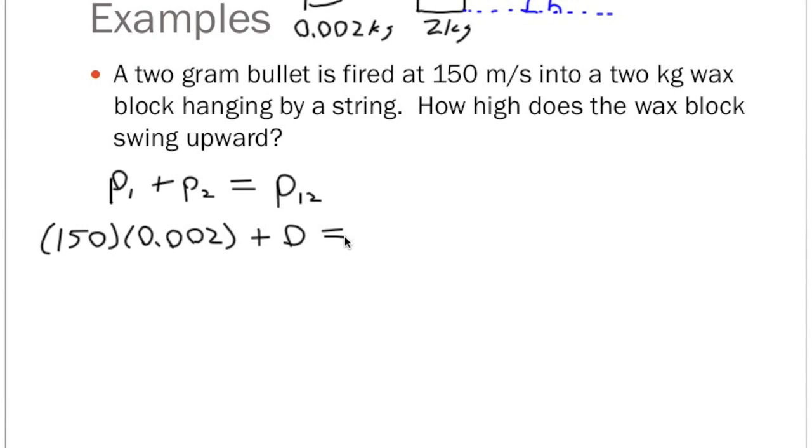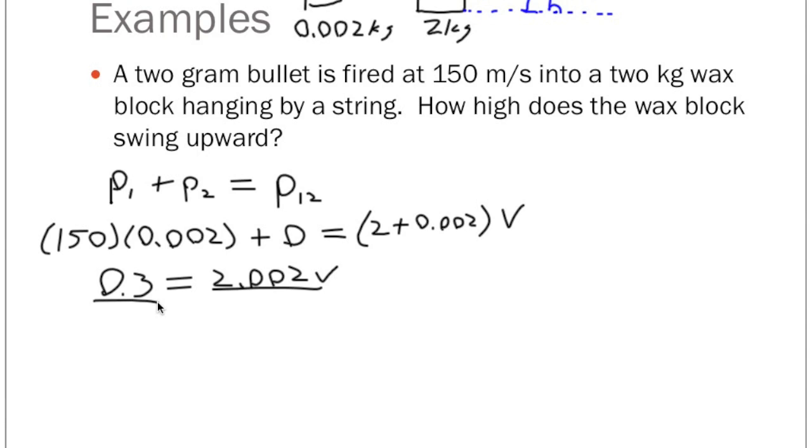Well, afterwards, they're stuck together. And so since they're stuck together, we can treat them like one object that has a mass of 2 kilograms plus 0.002 kilograms. The mass of the block plus the mass of the bullet, times whatever velocity those have there, which we don't know, but we can figure out. So we just do 150 times 0.002, and that comes out to be 0.3 once we do it here. So we get 0.3 plus zeros gives us still 0.3, equals then 2.002 times V.